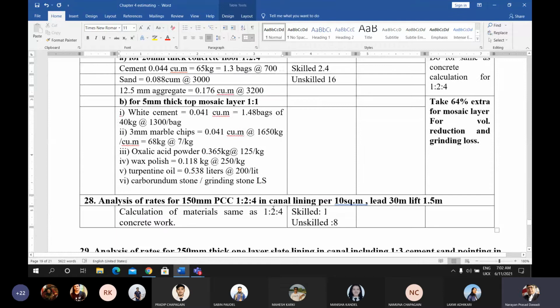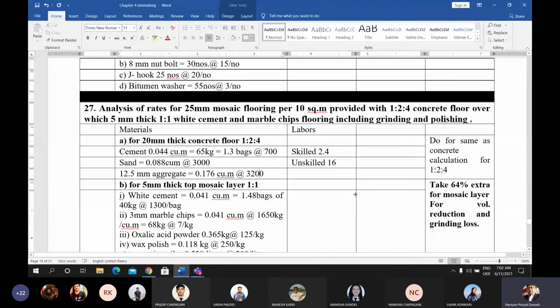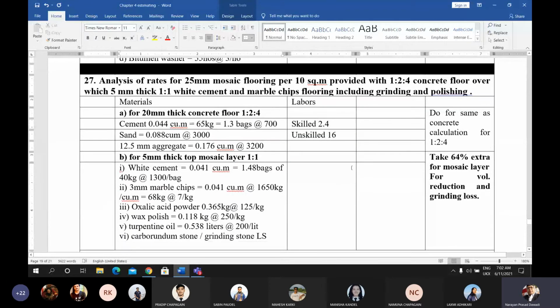Now the oxalic acid powder, wax polish, turpentine oil, carborundum stone, etc., or grinding work, etc., are done. This is basically using the grinding, and the making of this mosaic floor is basically done with labor. This analysis is done with labor intensive work. If we have to provide mosaic flooring grinding with the machine, then the unskilled manpower will be deducted.